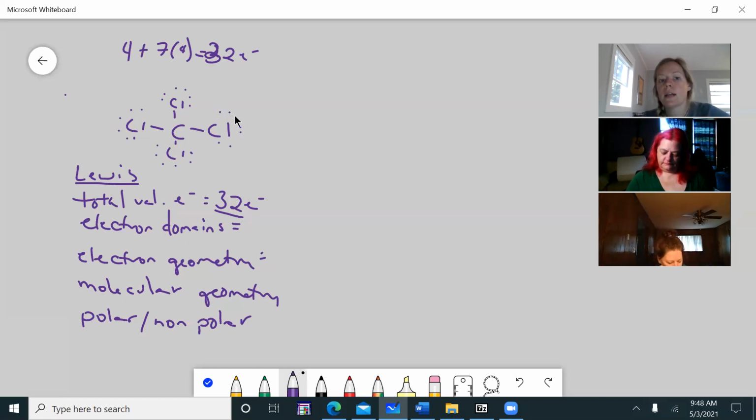All right, there's 32 electrons on the board. There's 8 around each of these chlorines, 32 there. So the chlorines are happy, and carbon has access to 2, 4, 6, and 8. Carbon is also happy. So everybody is happy. So this would be the correct Lewis structure.